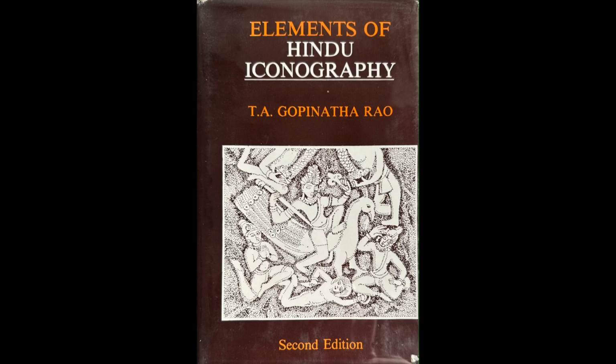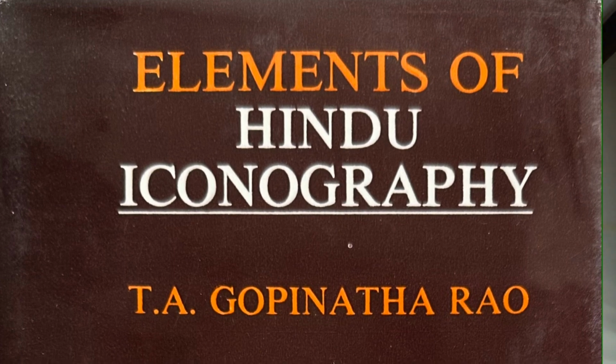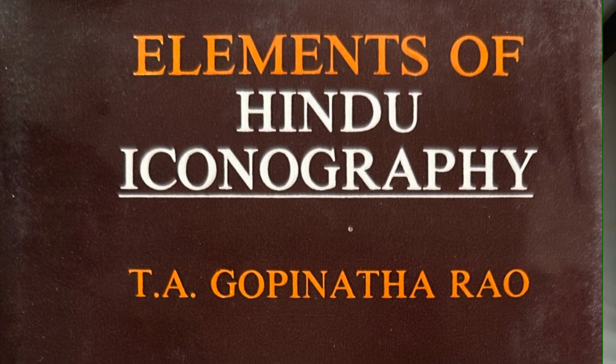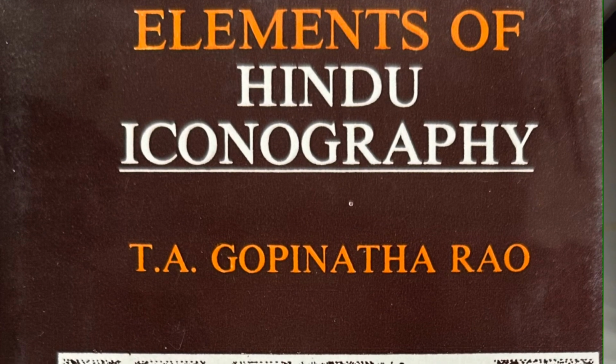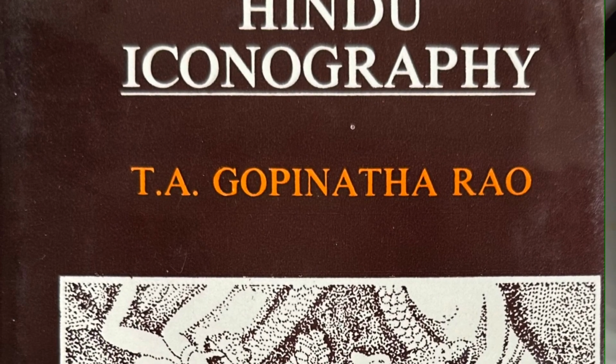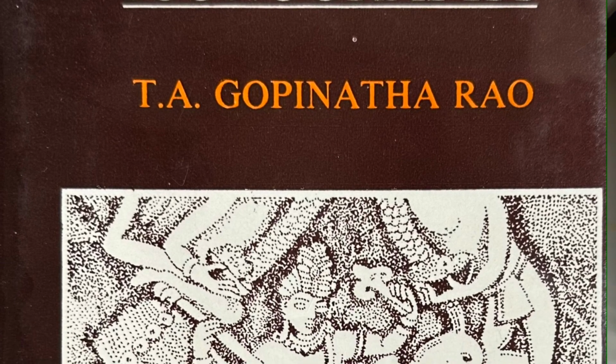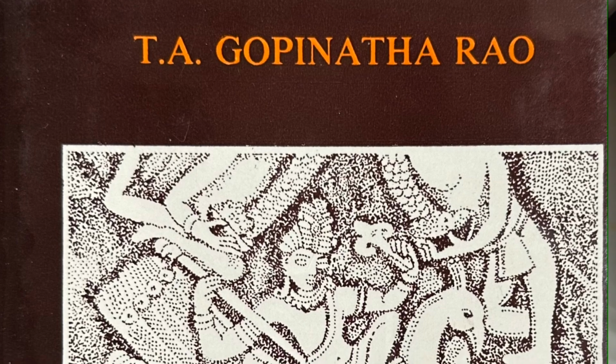Now, in terms of another book, which is not just a book, it's a series of 4 books. It's called Elements of Hindu Iconography. It's by Gopinatha Rao, and it was first published in 1914. I think it was published in Madras. Now, the second edition, published by Motilal Barnarsidass, this is out of New Delhi.